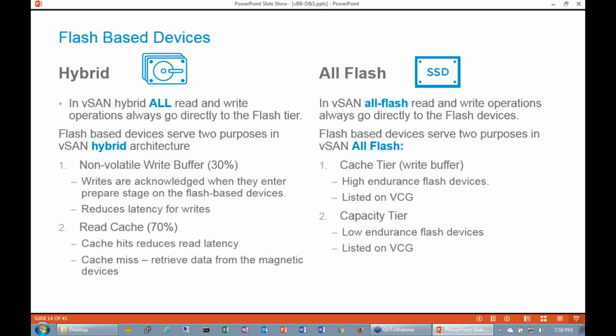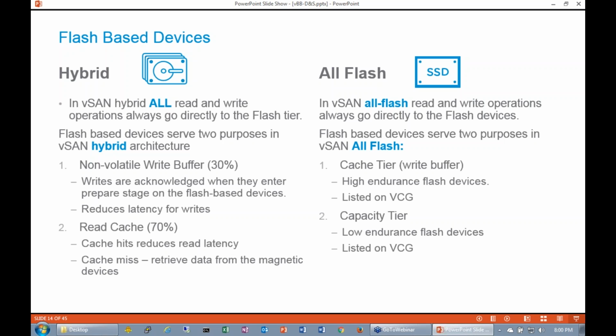Now, we've kind of covered this, specifically the type of devices. Flash in a hybrid config acts as a write buffer and read cache, right? So 30% of, let's say, a 2 terabyte cache device, 600 gig, is going to be a write buffer. The other 70%, 1.4 terabytes, would be a read cache. Now in all flash, on the other hand, the entire drive becomes a write buffer. We don't do any read caching in an all flash config on that cache device.